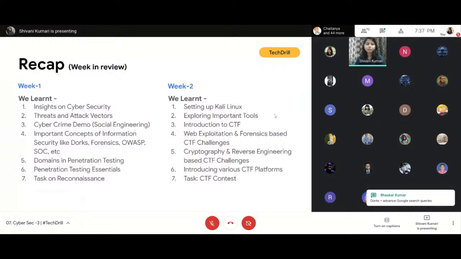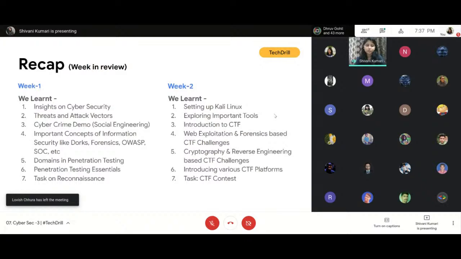Then moving forward, we have domains in cybersecurity like reverse engineering, web exploitation, cryptography, forensics, binary exploitation, and open source intelligence. Then we learned penetration testing essentials, where we discussed the strategy of penetration testing. And at last, we had a task on reconnaissance, where we had a challenge to gather information about Bharat Agrawal from GT Jalandhar. So moving forward, what we have learned in week two.